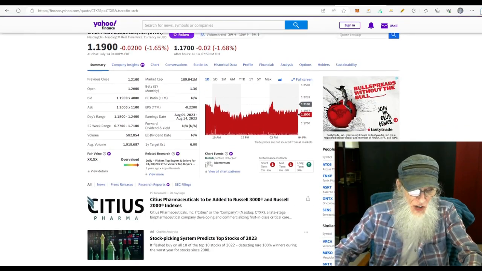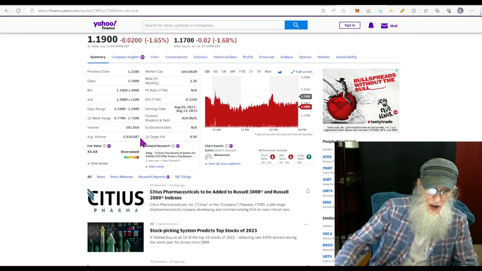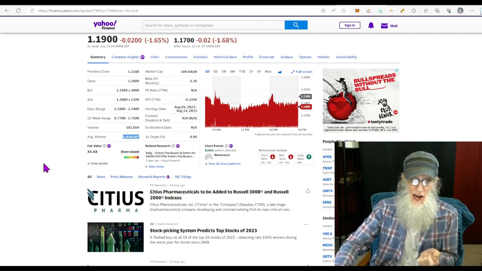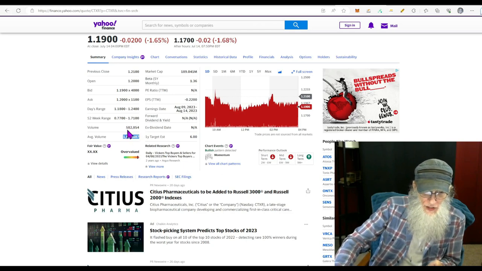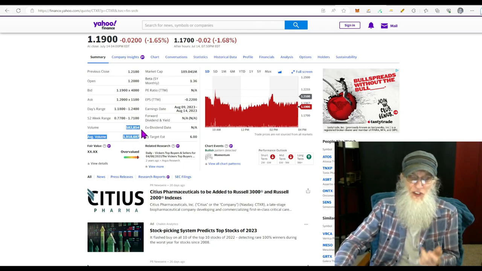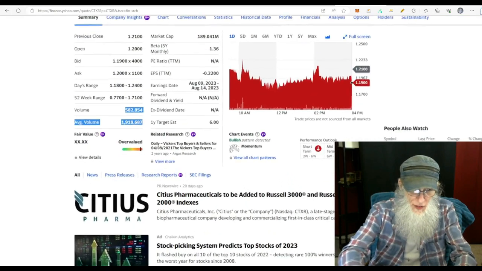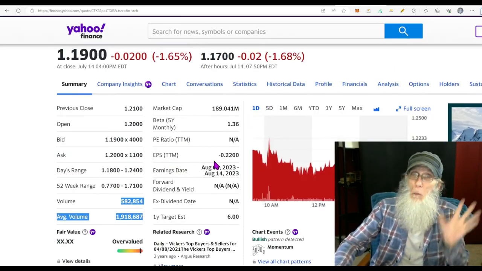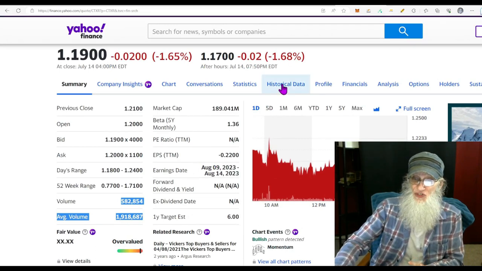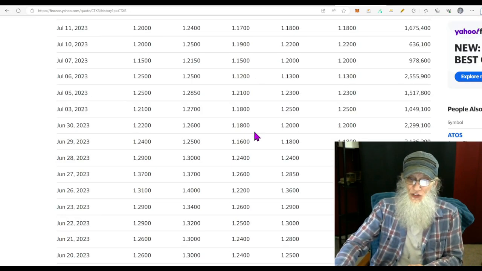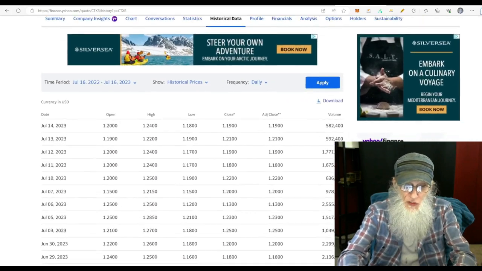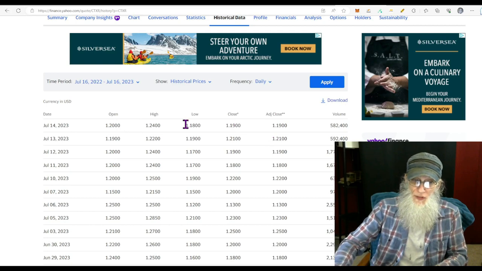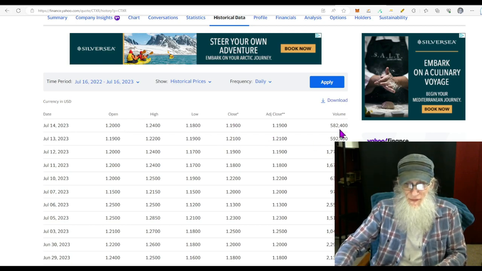So CTXR, we're looking at the average volume. They tell us the average volume is almost 2 million a day for the last 30 days. And on Friday, it did just a little over half a million, just under 600,000. You can see that figure there. So what I do now to get more information from the volume is click historical data. This is going to bring you every single day that this has been on the market. You can see the open, the close, the high, the low, and the volume.